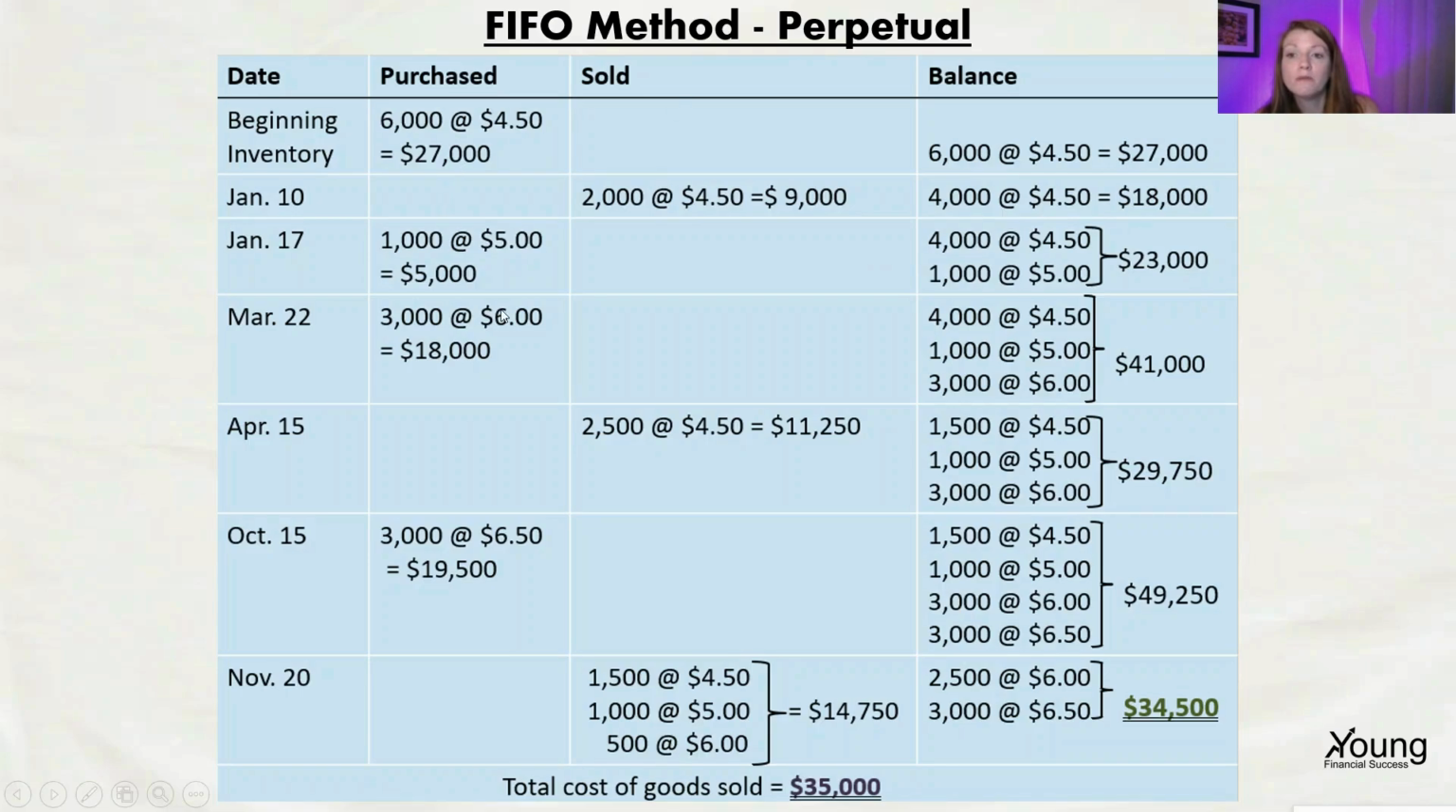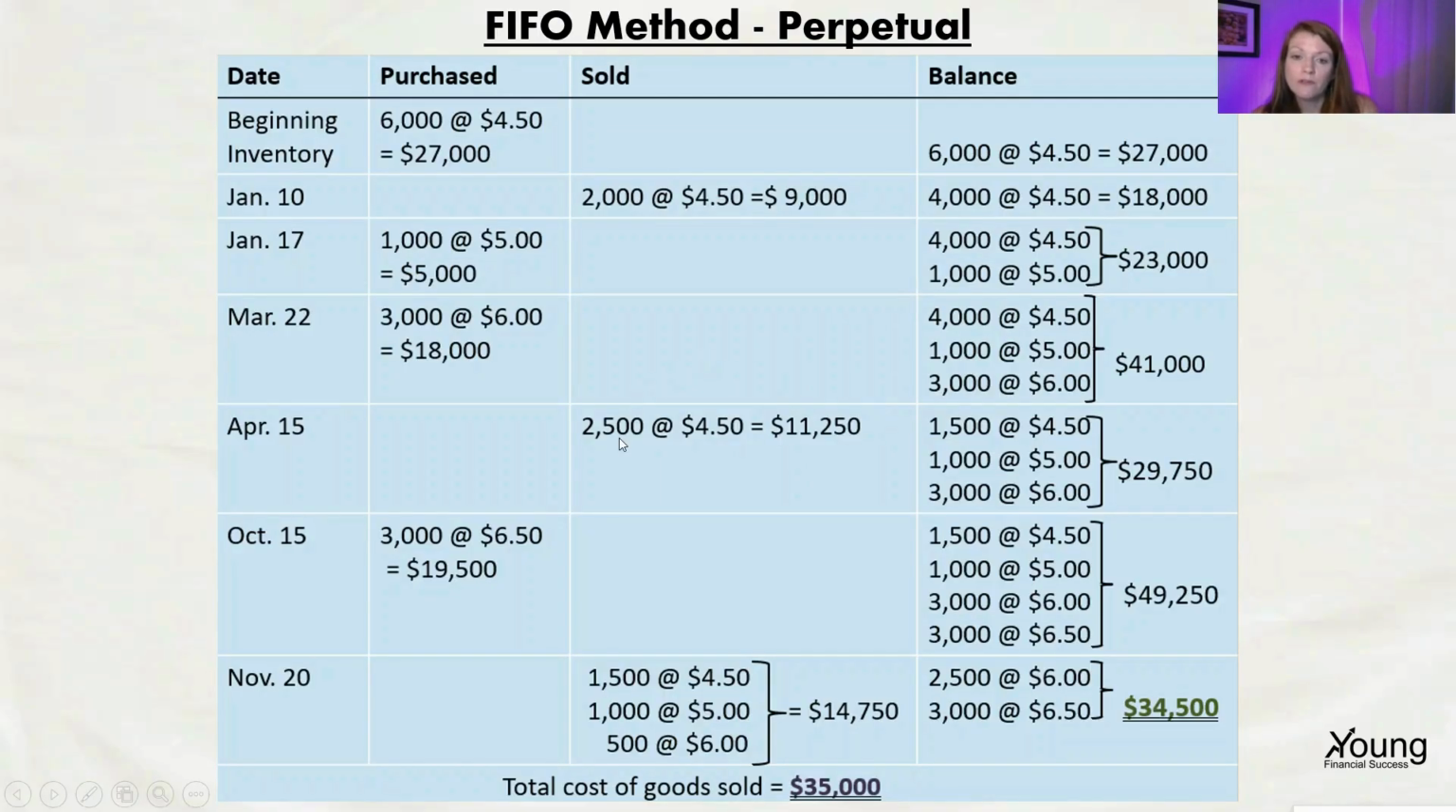And then we purchase more on March 22nd. So we pull these down. You see, it's the same things, 4,000 and 1,000. We just pull those down, and then we add the 3,000 at $6 here. Then when we sell some, it's the first ones that we bought are the first ones going out. So we take the 2,500 units that we sold. We're going to go to the first ones. Okay, we can get all 2,500 from the $4.50. So we'll say the cost of goods sold was $4.50, making a total cost of goods sold for that sale of $11,250. We had 4,000.